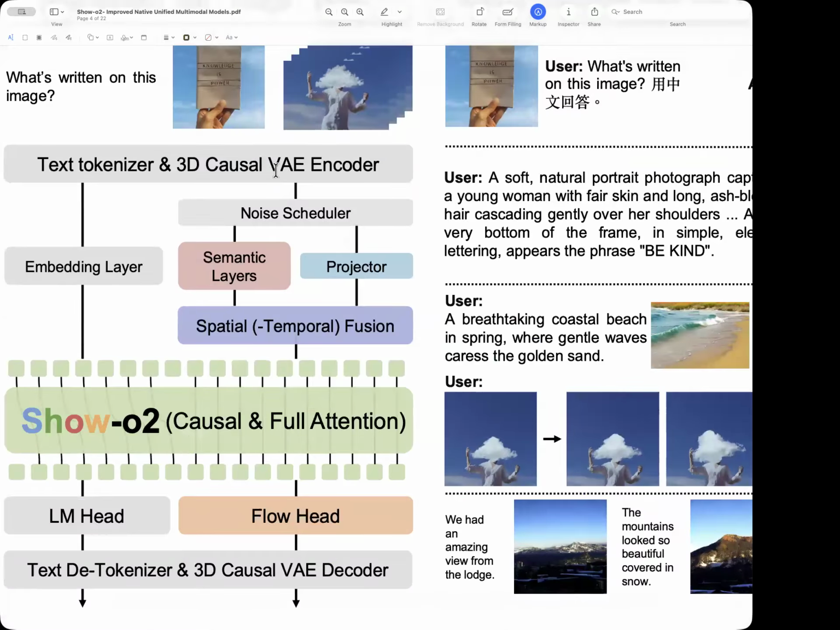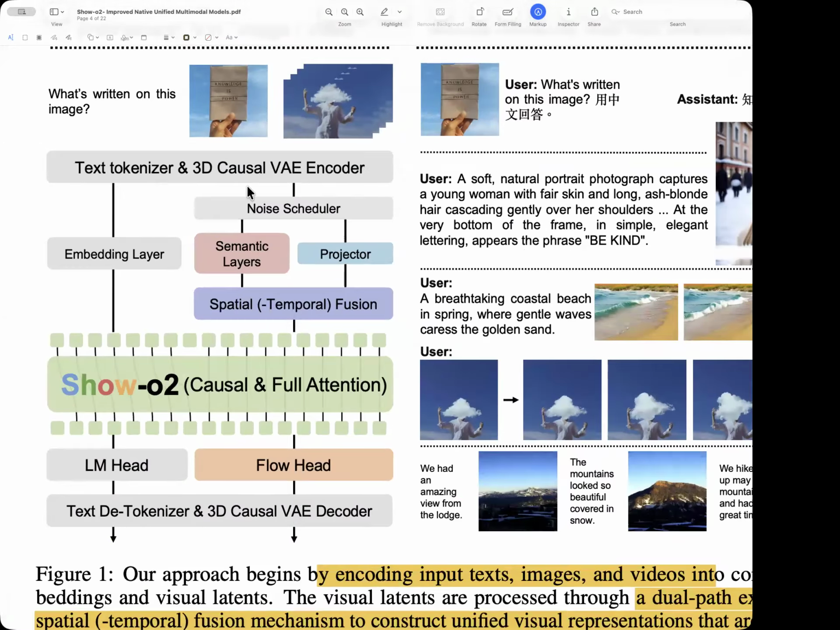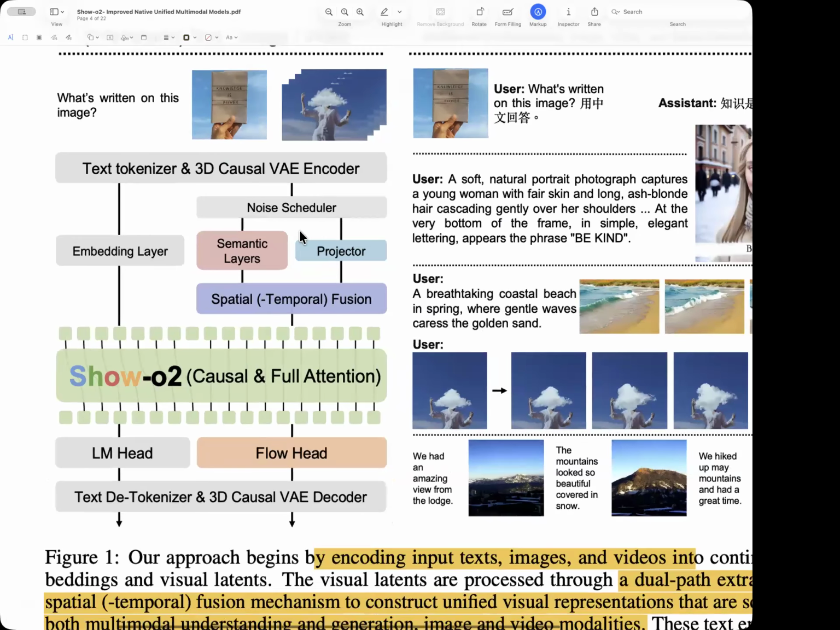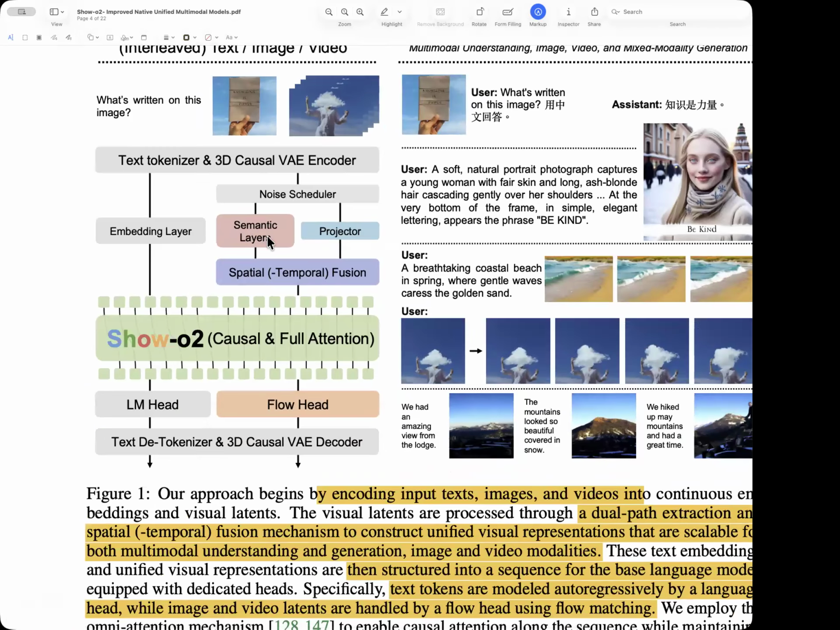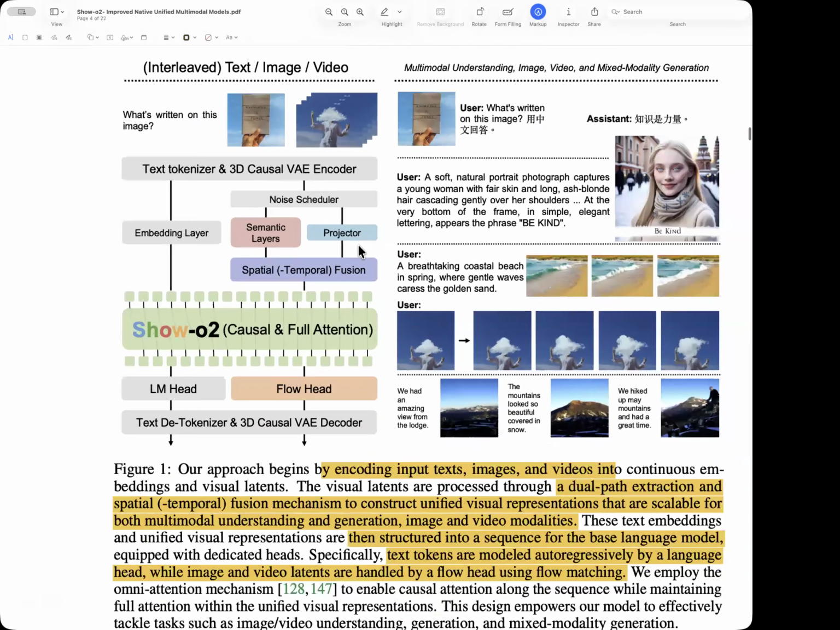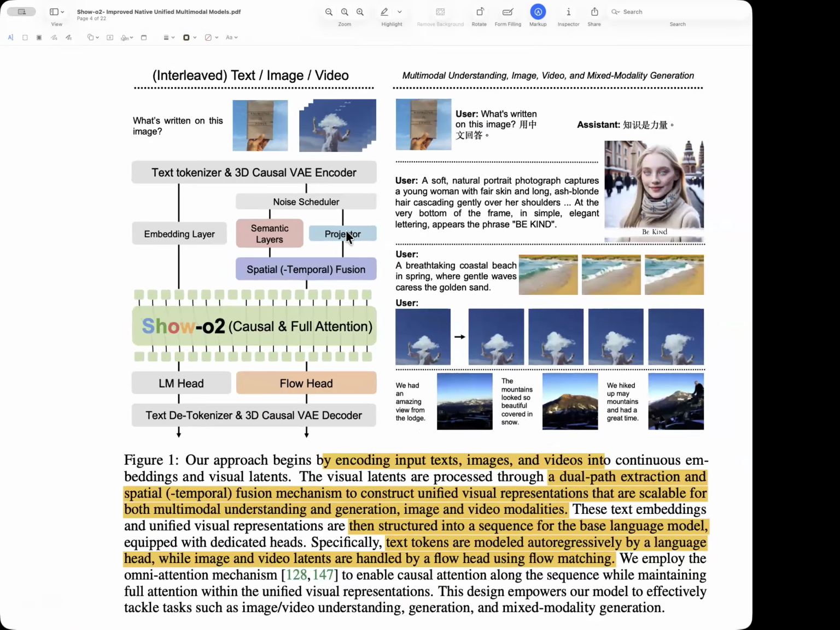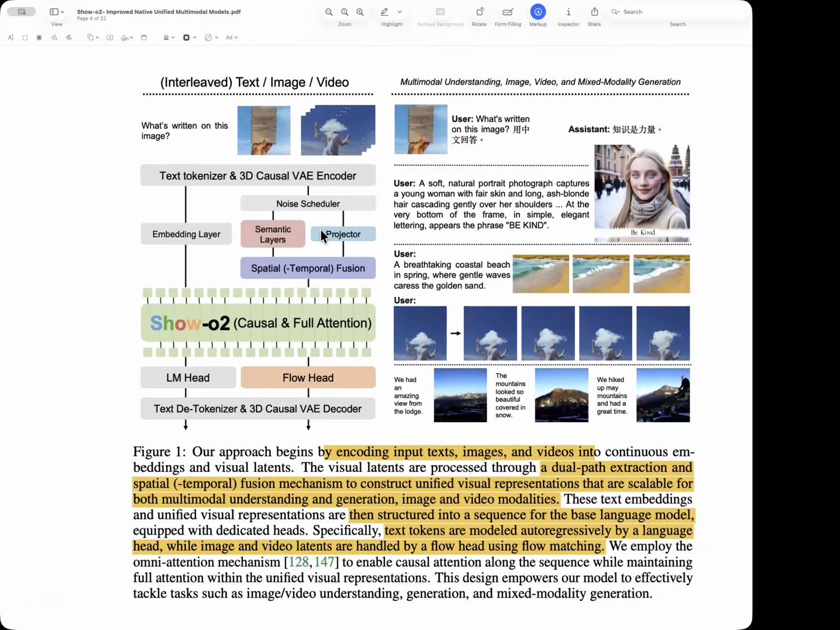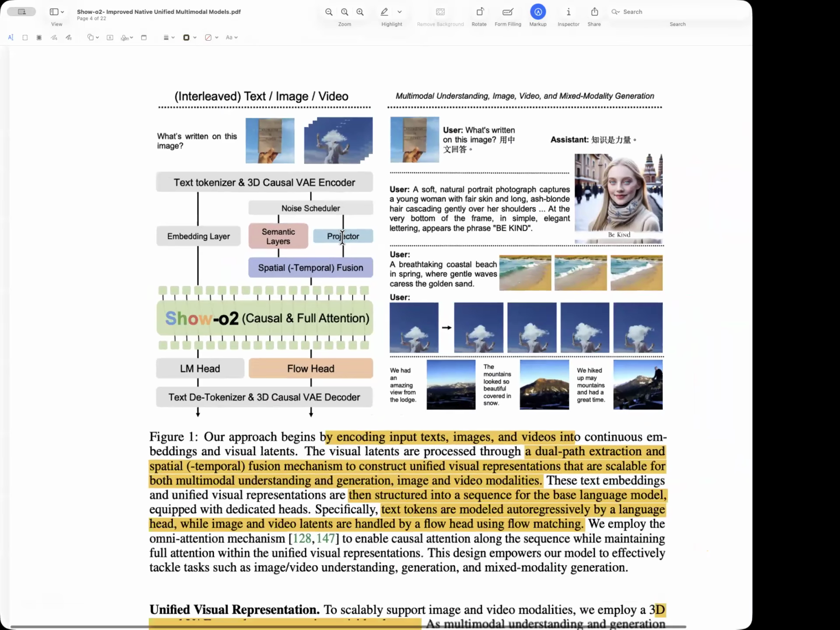After your VAE, you get a regular latent space representation of images. Then you have these two semantic and projection layers. They actually do an ablation towards the end about how important this two-step process is. They test whether you need this projection piece. Turns out you do, it still helps.